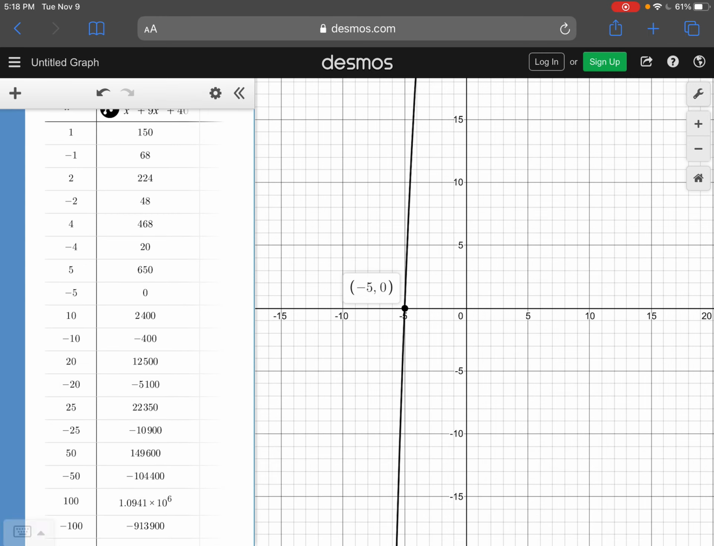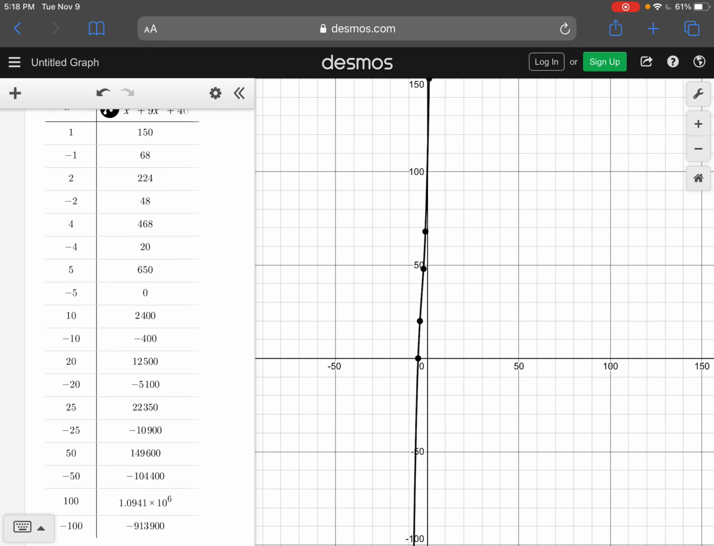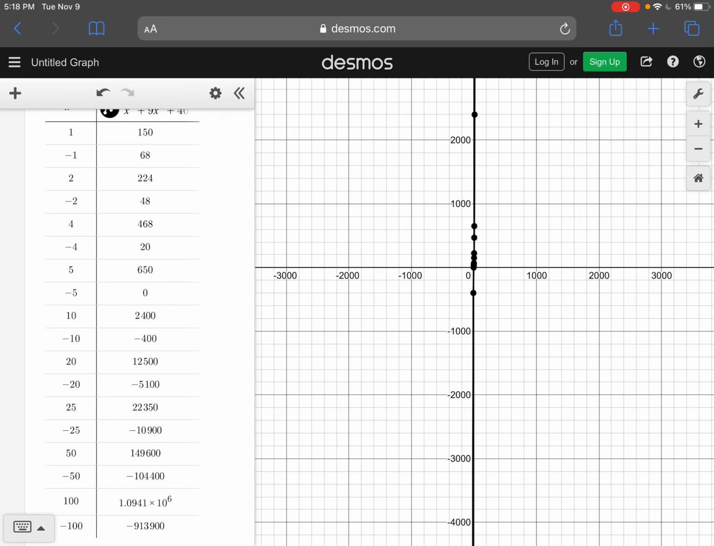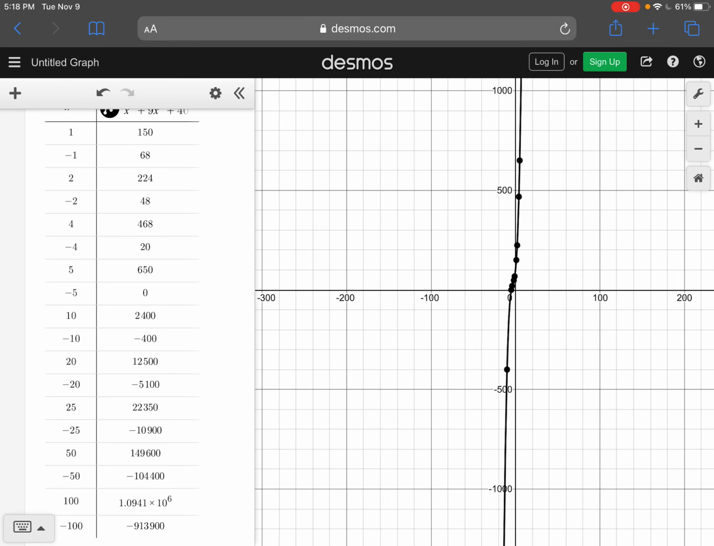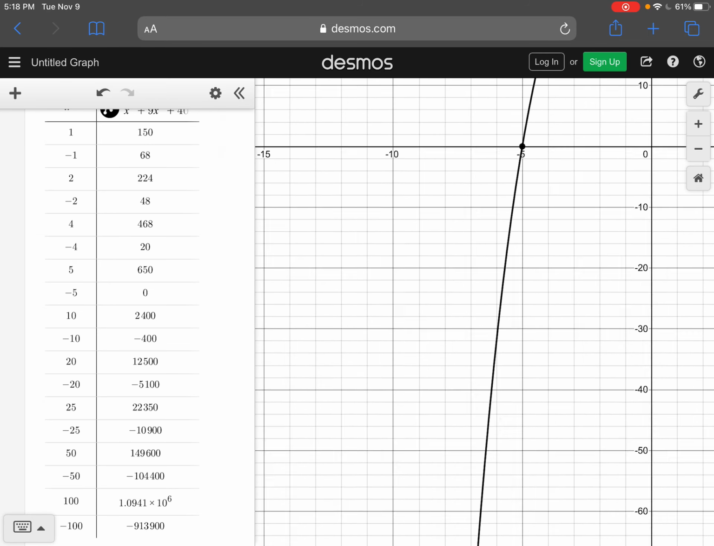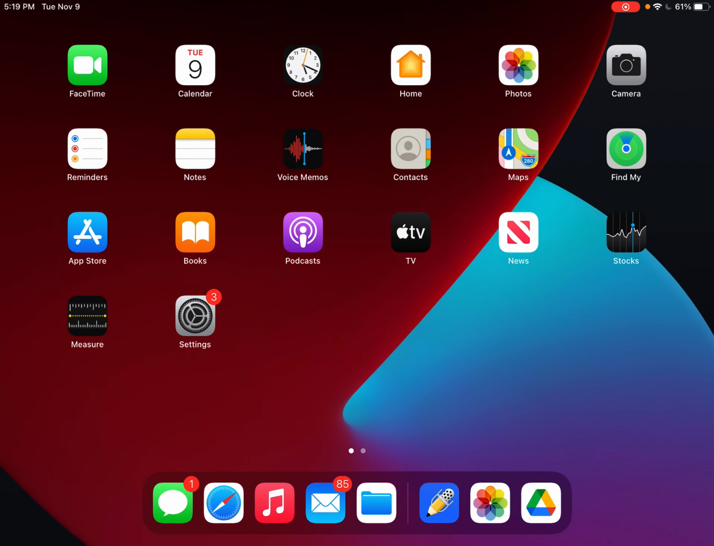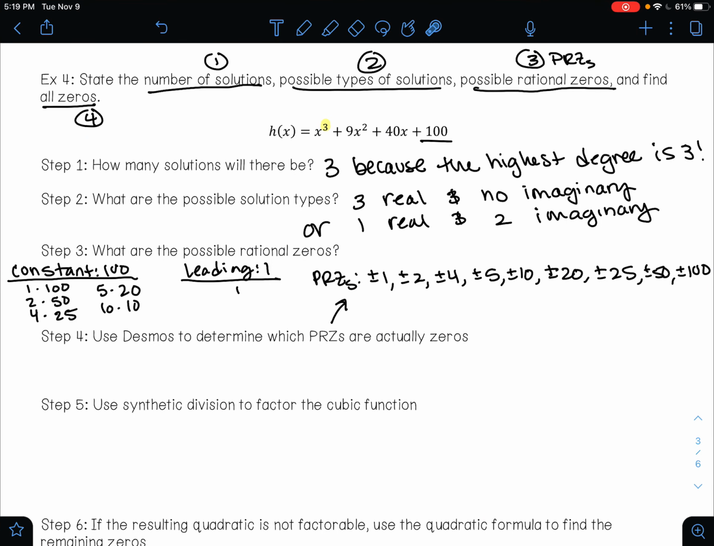That's the only place where we see it cross too. Even if I keep scrolling out forever, I'm really only seeing it cross in that one spot. And so it looks like that's the only real zero. So if I go back to our notes, we know that one of our zeros is x equals -5. We found one real solution, which means the rest are imaginary.